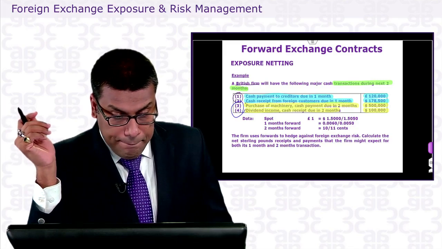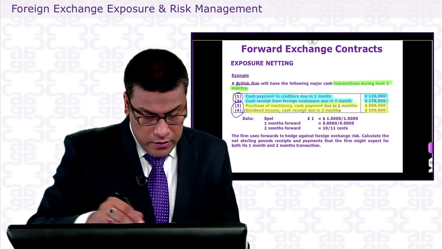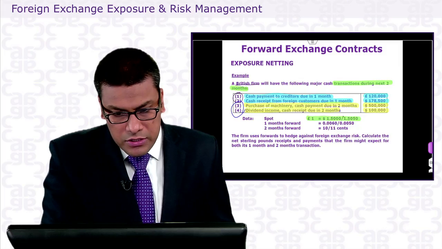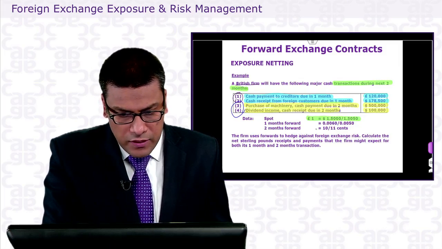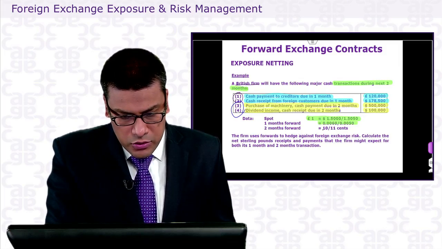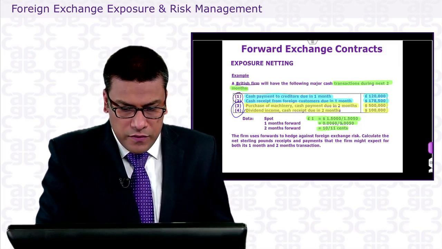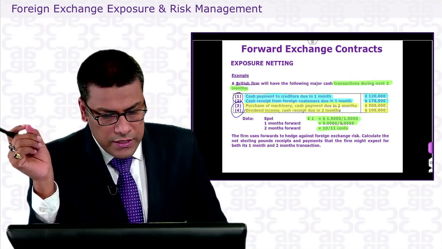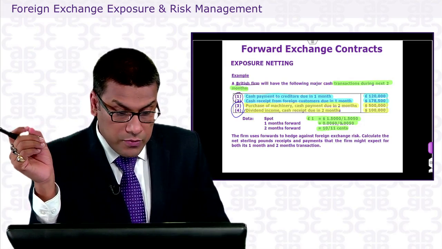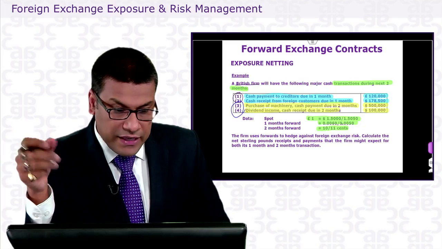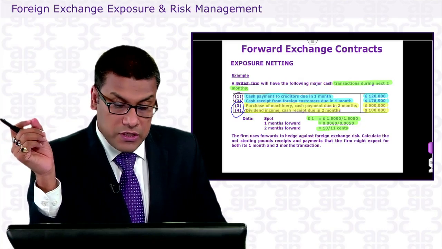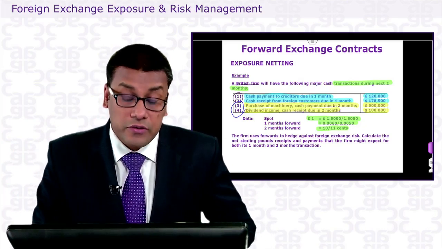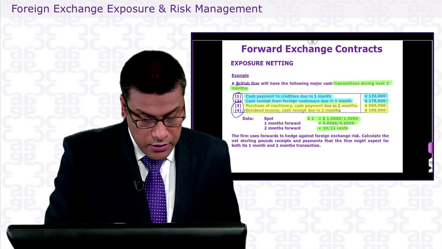Okay, so the spot rate has been given in this question. You have been given some more information. There is a spot rate of 1 British pound in dollars, given as buy low, sell high rates. You have been given 1 month forward swap points, and you have been given 2 months forward differentials. The firm uses forwards to hedge against foreign exchange risk. So calculate the net sterling British pound receipts and payments that the firm might expect for both its first month and second month transactions. Whatever is the netted obligation is where the firm would want to protect itself by using a forward contract. Okay, so let's see how to proceed with this.